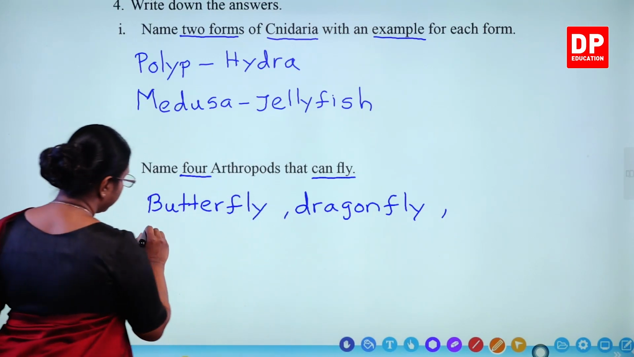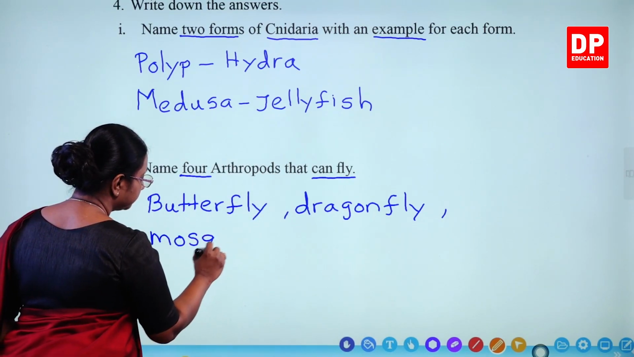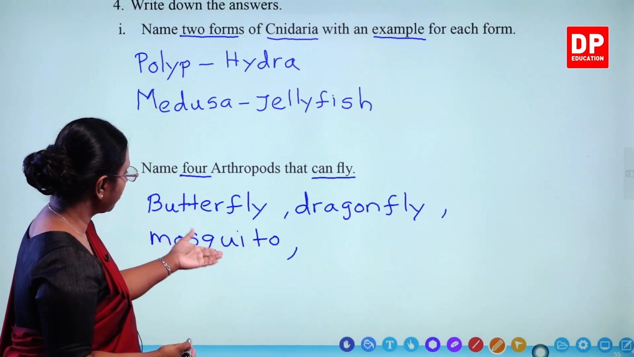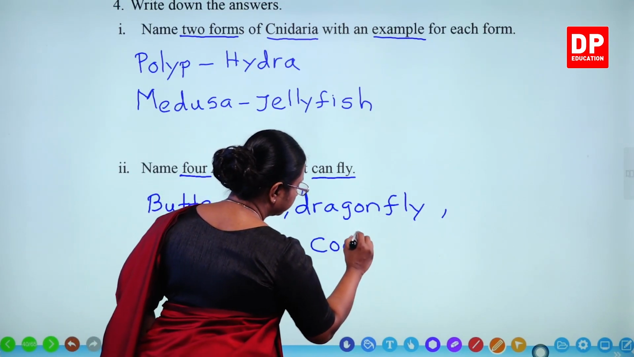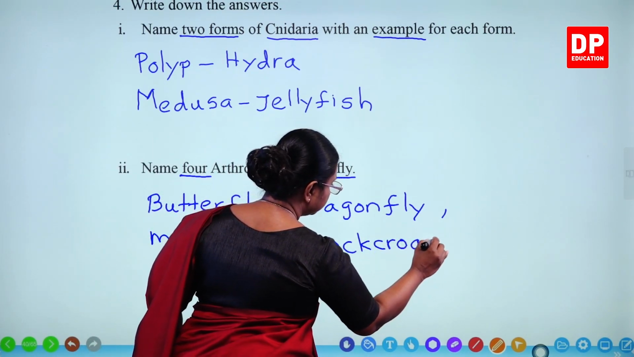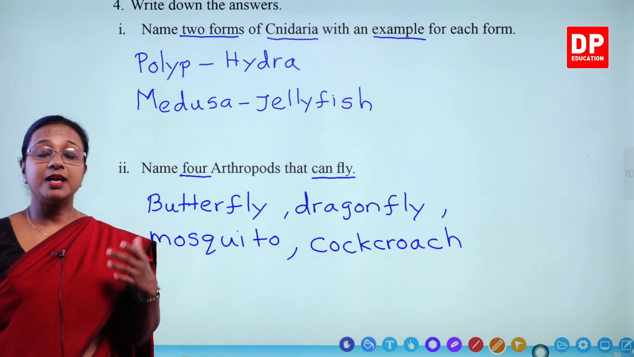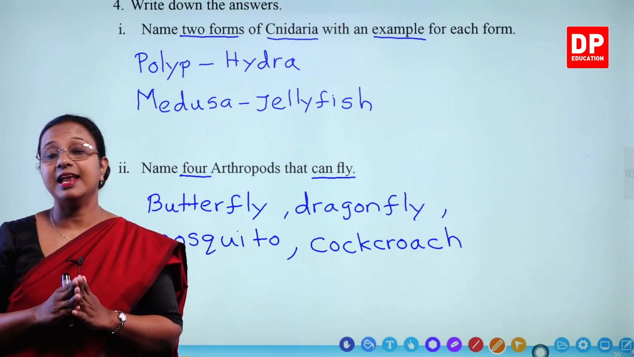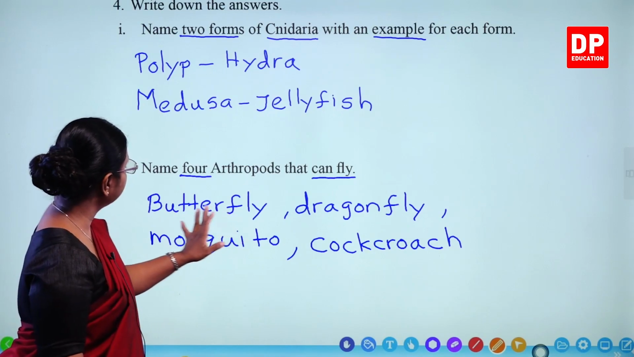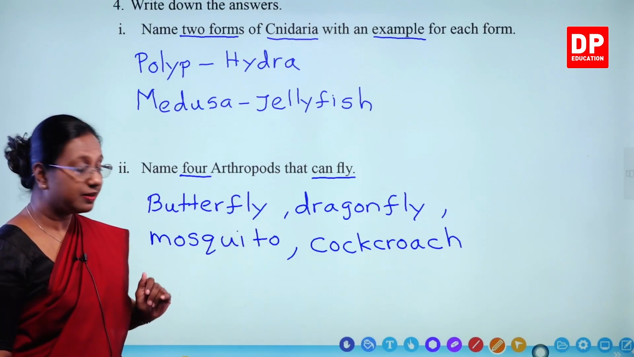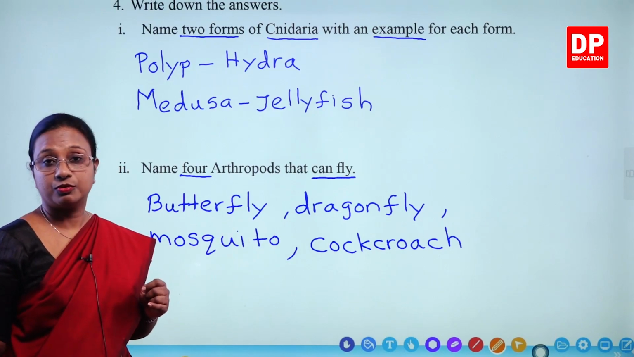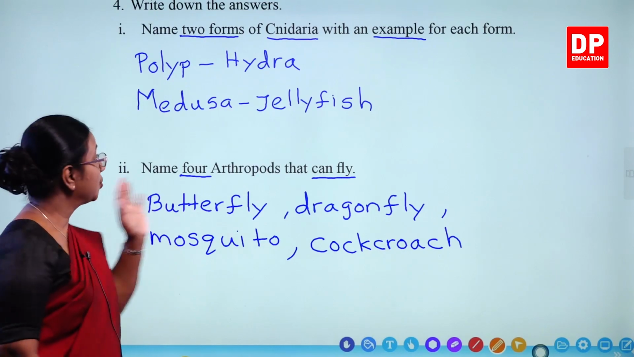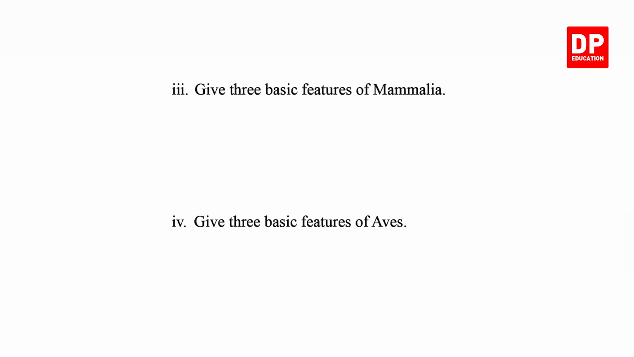then we can say mosquito, cockroach. You can even write beetle, any type of beetle. So, any insect that can fly. So, are these correct? I have written butterfly, dragonfly, mosquito and cockroach. So, name 4 arthropods that can fly. With that, I will move on to the next question.